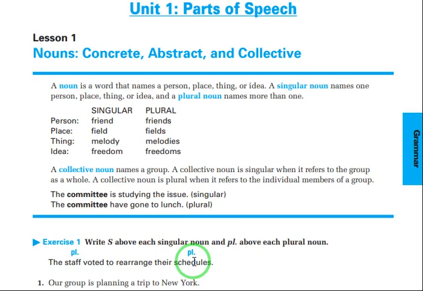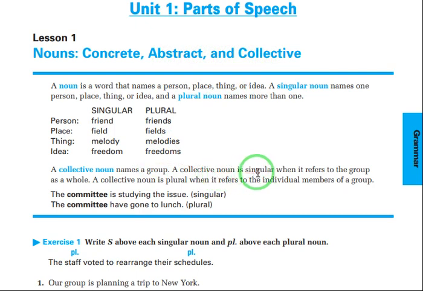Hello everyone. The first unit in our grammar book is about parts of speech. The first lesson will be about nouns, and of course here we are only reviewing all these. You all know that we have concrete nouns, abstract nouns, and collective nouns. The concrete nouns are the things that are tangible, that can be touched by hand. The abstract nouns represent ideas or thoughts, while the collective nouns talk about groups.